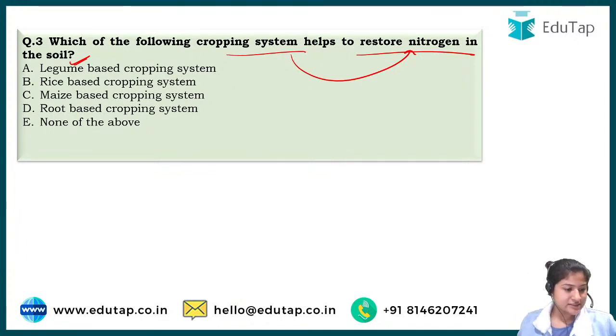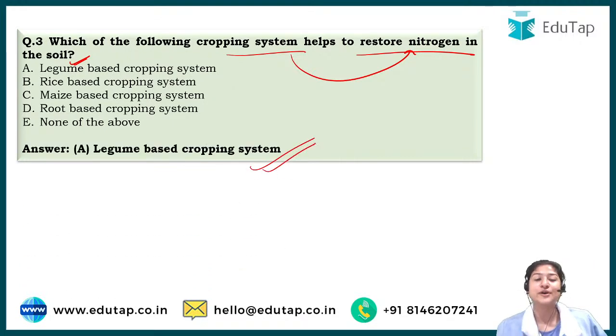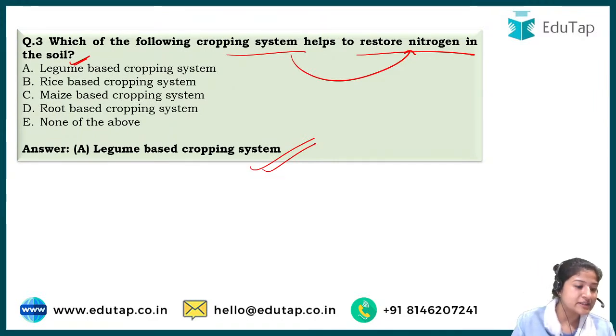And AM also says it's legume based, right? So yes, the correct answer to this is legume based cropping system only. Sachin also says A, and he is also correct, right? So basically, Pratik, Dinesh, Sachin, everybody is saying right. Rajiv also.